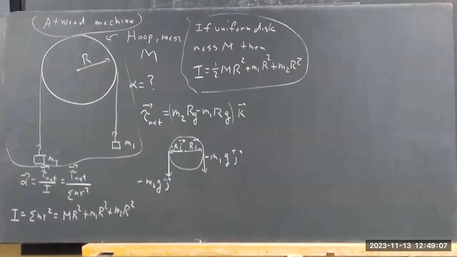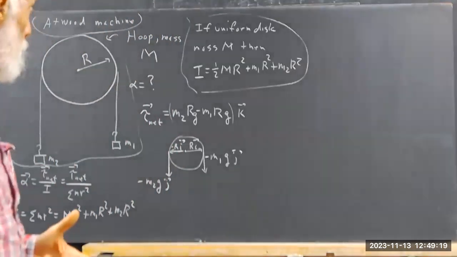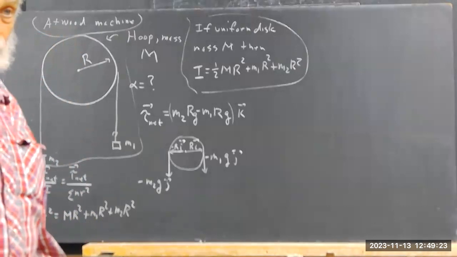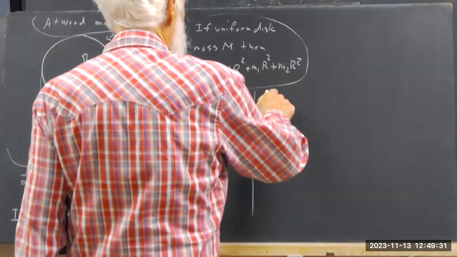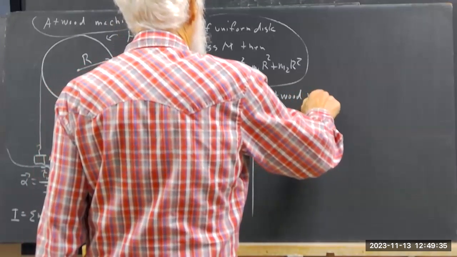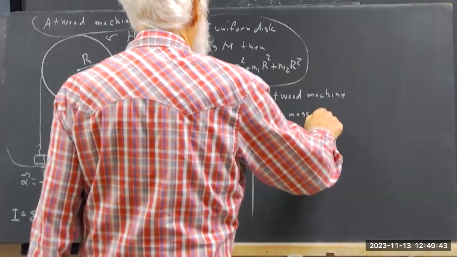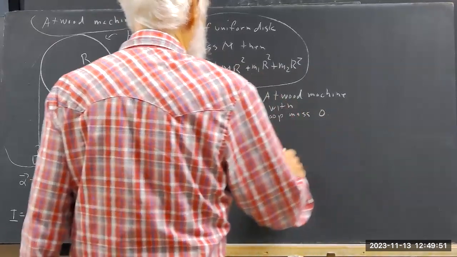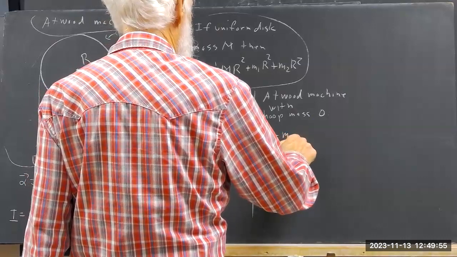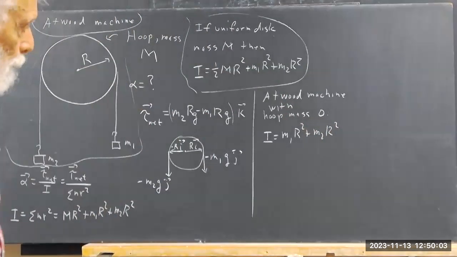There you have it. That's the easy way to analyze an Atwood machine. It's an important application, especially since we spent a lot of time observing an Atwood machine. Now, the Atwood machine we observed had essentially no mass in the pulley. For that Atwood machine, I equals M1 R squared plus M2 R squared.